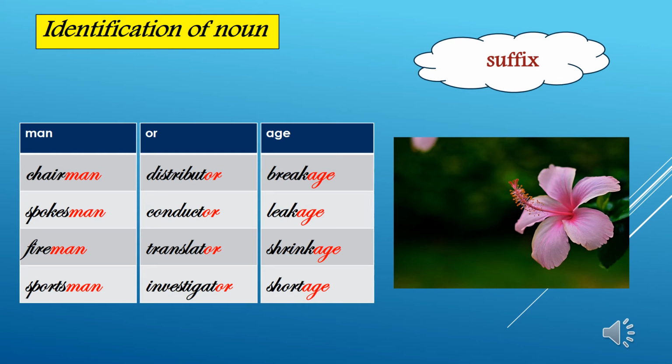Three more suffixes which form nouns: man, or, age. Chairman, spokesman, fireman, distributor, conductor, translator, investigator, breakage, leakage, shrinkage, shortage. So all these are nouns.